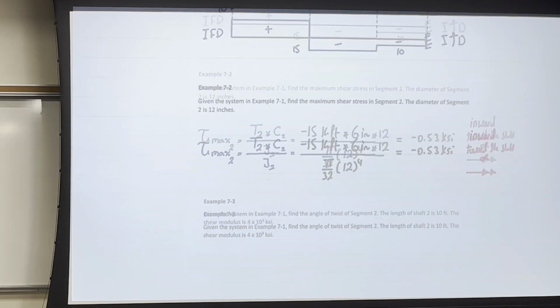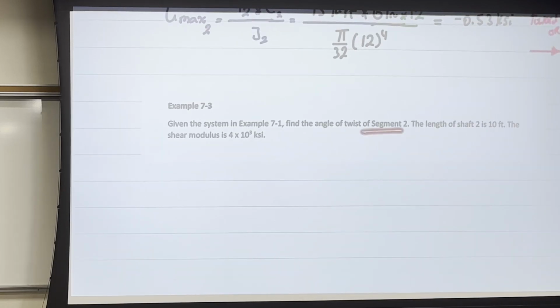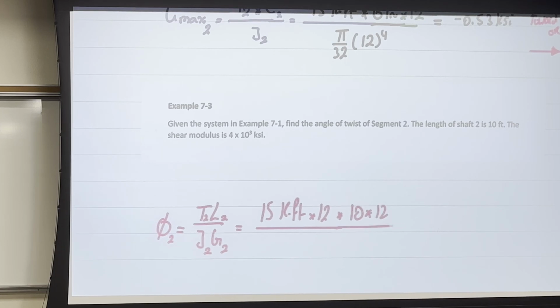Okay? Last thing, it tells us to find the angle of twist of segment 2, and the length is given as 10 foot and the shear modulus of 4 times 10 to the power 3. So I will apply the angle of twist, TL over JG, for segment 2. The torque at member 2 is still 15 kip-foot multiplied by 12 to convert it to kip-inches. And then the length is 10 foot, I'll multiply also by 12 to get it in inches.